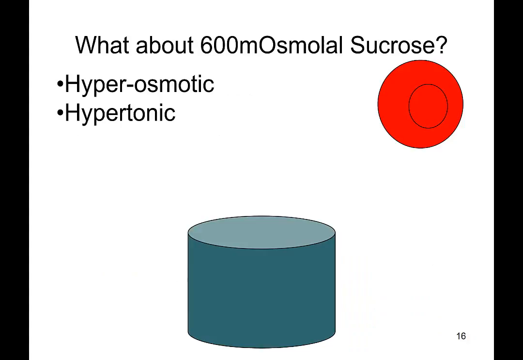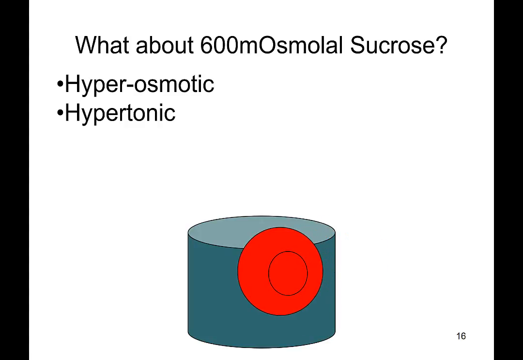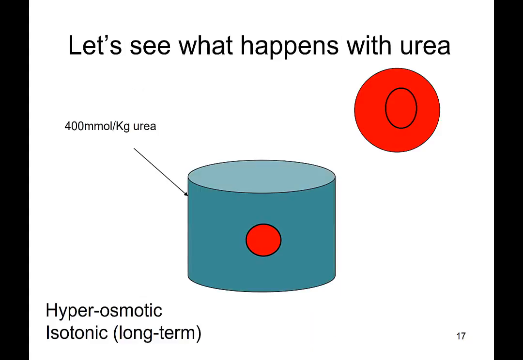What about this example? What if I put the same red blood cell in a 600 milliosmolal sucrose solution? Well, clearly we already know it's hyperosmotic. We also know sucrose is impermeable, and that means it is also hypertonic. What will the cell do? Will it gain water or lose? It's going to lose water to the surrounding solution, and that means the cell will shrink or crenate.